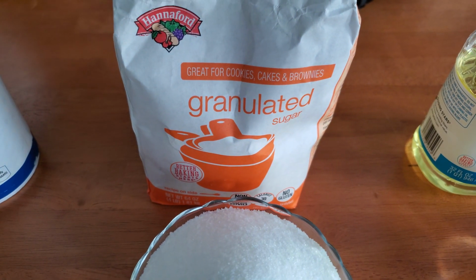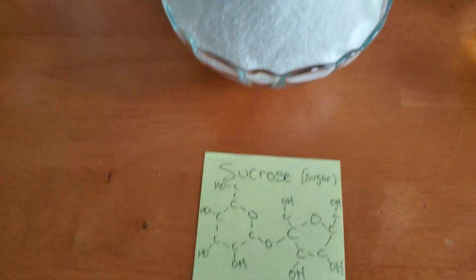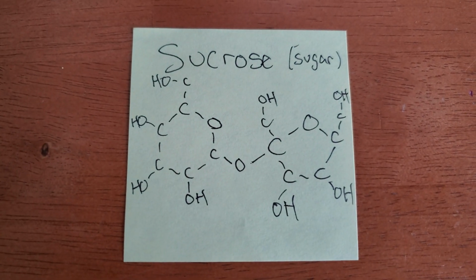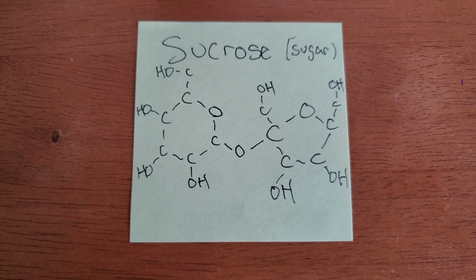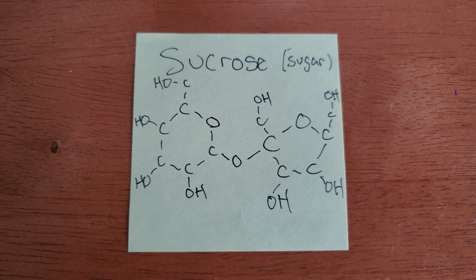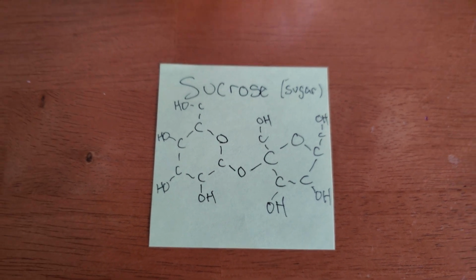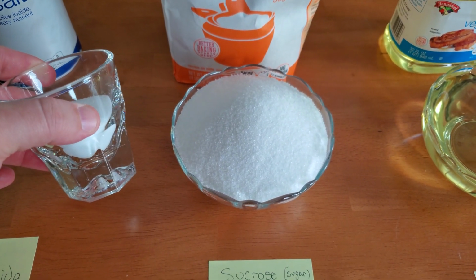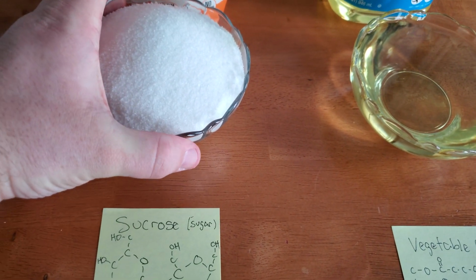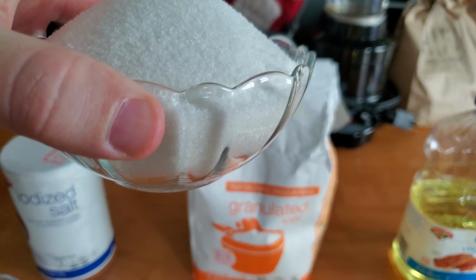Next up, sugar, sucrose. Here's what the chemical formula of sucrose looks like. It's a very complicated ring of carbon atoms with a bunch of oxygen in there. Look at how much a mole of sucrose is. Compare that with a mole of salt. A mole of sucrose is way more, this whole bowl.